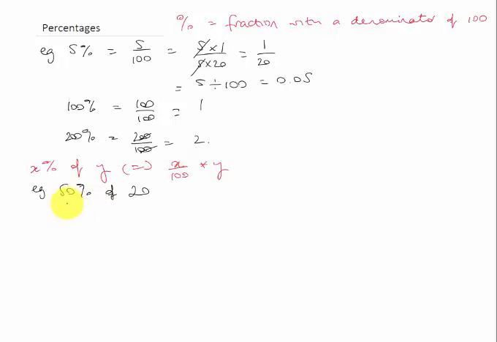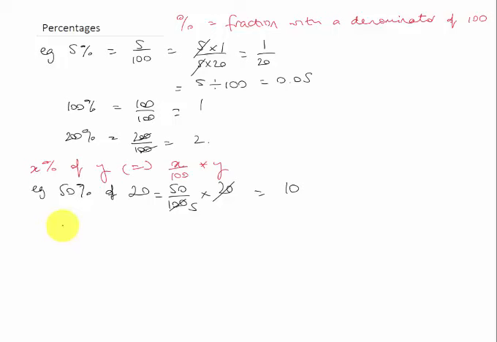So in our example here, 50% of 20, that gives us 50 over 100 times 20. So this then cancels out, leaving us with 5, so that gives us 10 altogether, which makes sense. So half of 20 is 10.